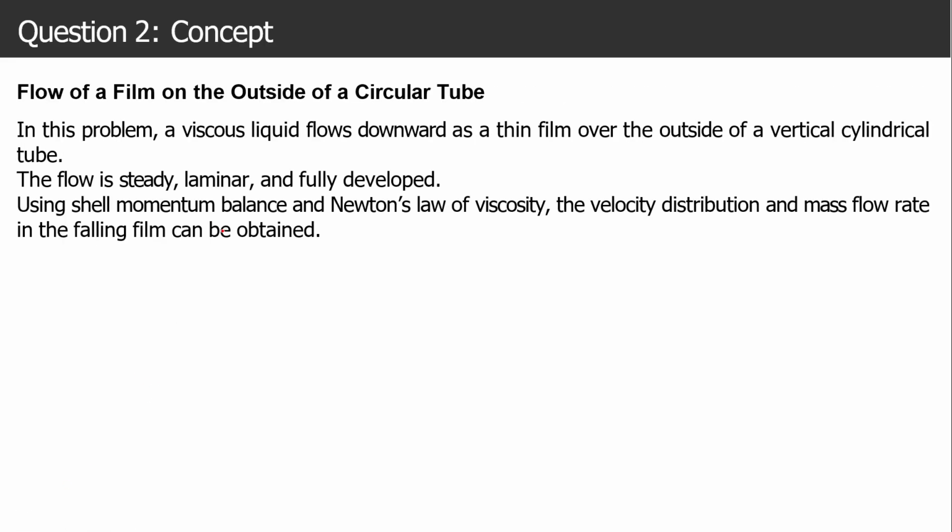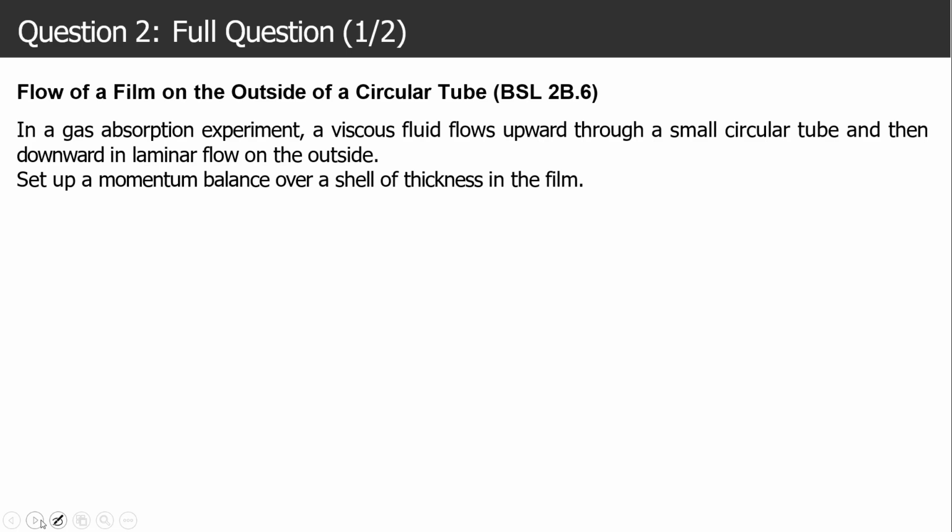So yes, this is the first problem. Flow of film on the outside of a circular tube. A circular tube, vertically, is just a cylinder only. So there is a viscous liquid flowing downward as a thin film over the outside of a vertical cylindrical tube. The flow is steady, laminar, and fully developed. Using shell momentum balance and Newton's law of viscosity, find the velocity distribution and mass flow rate. So we have to find the mass flow rate and velocity profile only.